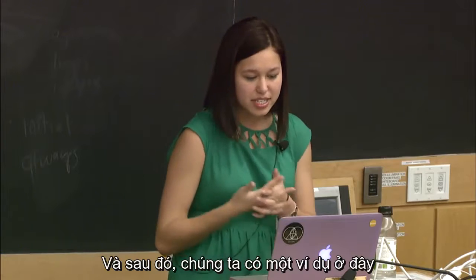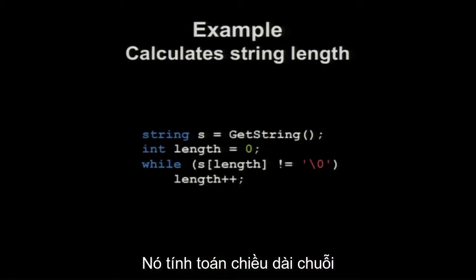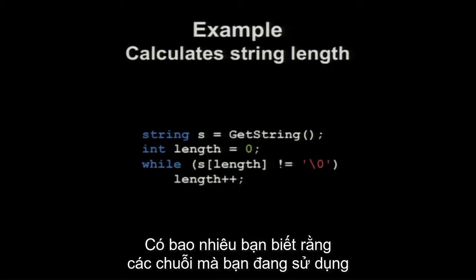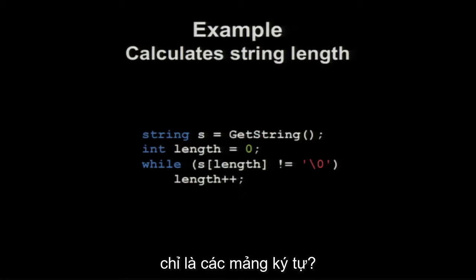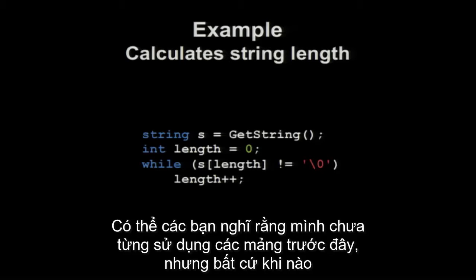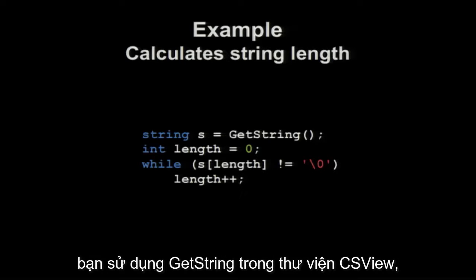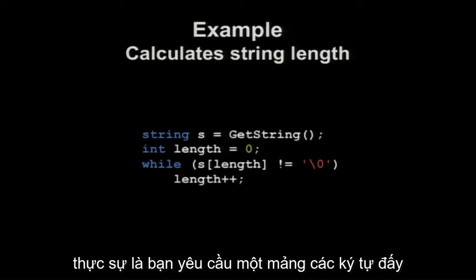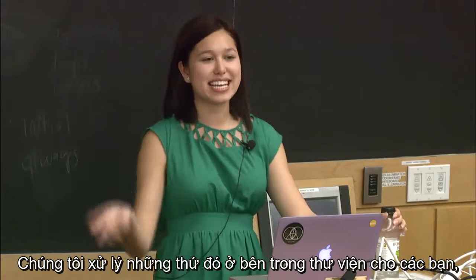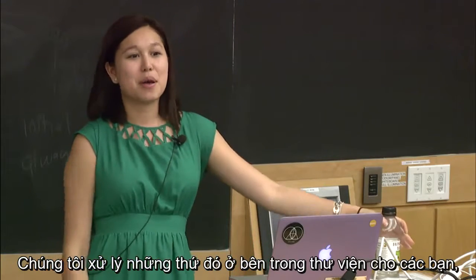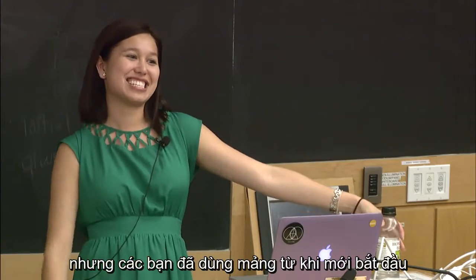Awesome. And then we just have an example here. It calculates a string length. So how many people knew that the strings that you're using are just arrays of characters? Yeah? Okay. So you may think that you haven't used arrays before, but anytime you use get string in the CS50 library, you're actually just asking for an array of characters. And we're taking care of all of that in the back end for you, but you have been using arrays since you started. You just didn't know it yet.